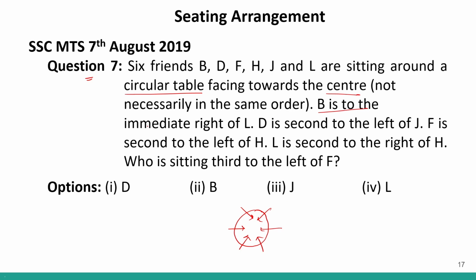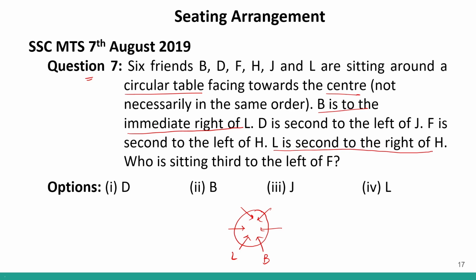B is to the immediate right of L. So, if L is over here, B will be over here. Correct? D is second to the left of J. Let us hold this information. F is second to the left of H. Let us hold this information.